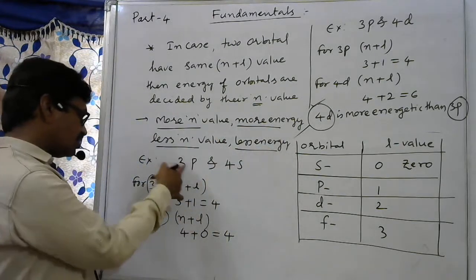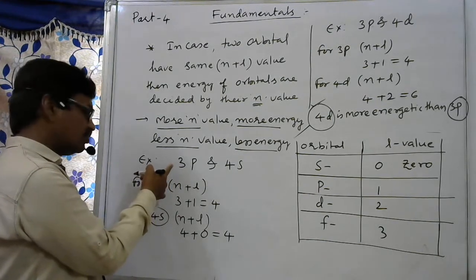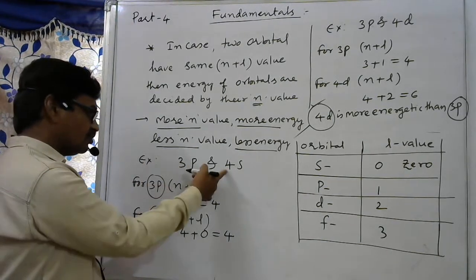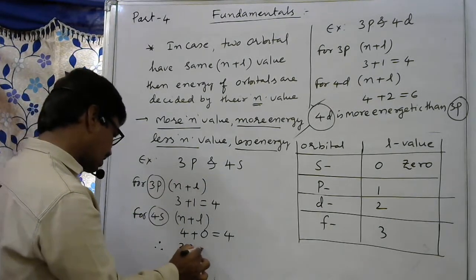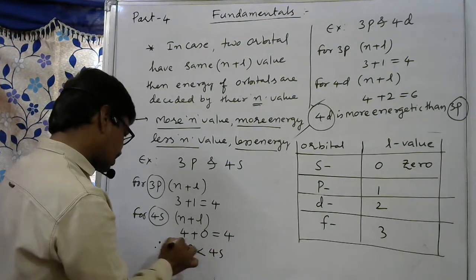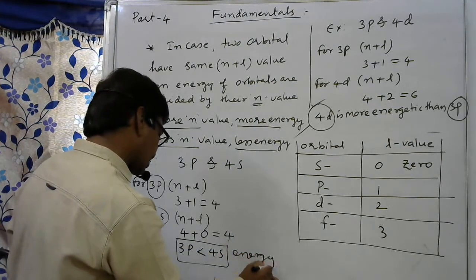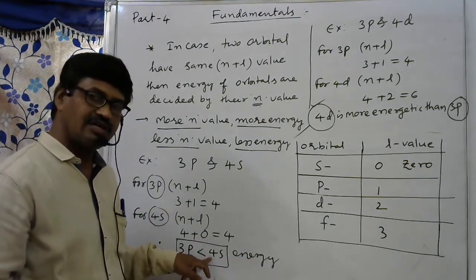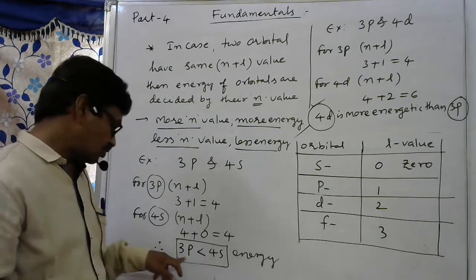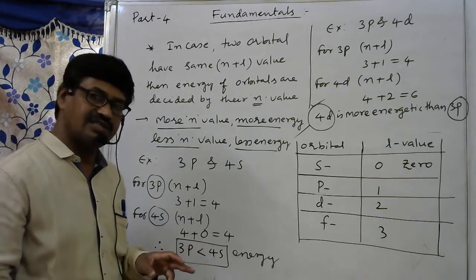So among these two orbitals, which orbital has less n value? 3. This 3 is less than 4, no? Therefore, here the 3p orbital has less energy than 4s. The energy of the 3p orbital is less than 4s because in the 4s orbital the n value is more compared to 3p, which is 3. So 3p has less energy than 4s.